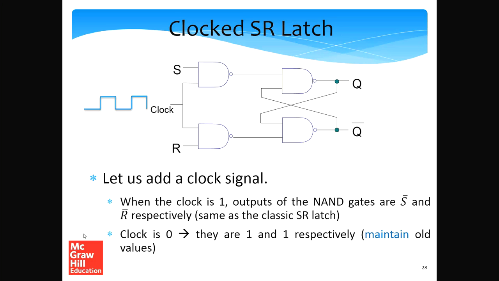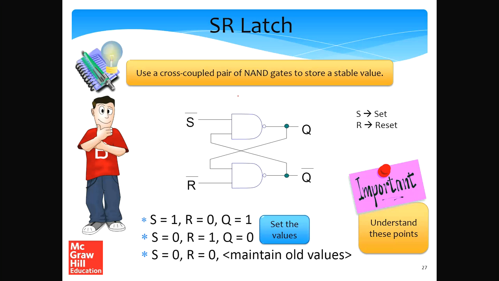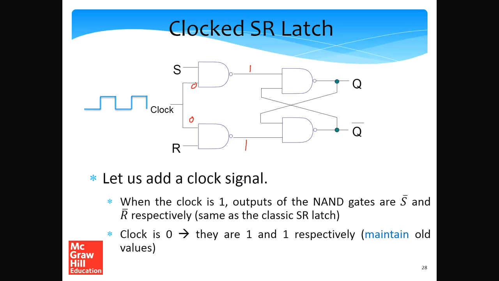If the clock is equal to 0, then the output of both the NAND gates is 1. And if the outputs of both the NAND gates are 1, let's go back to the previous slide and see what happened. If the outputs of both the NAND gates are 1, it means that S is 0 and R is 0, which is this case. And we maintain the old values, right? So basically what we can say is, for a clocked SR latch, if the clock is equal to 0, we maintain the old values of Q and Q complement.